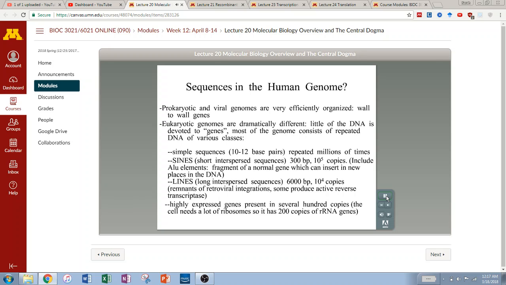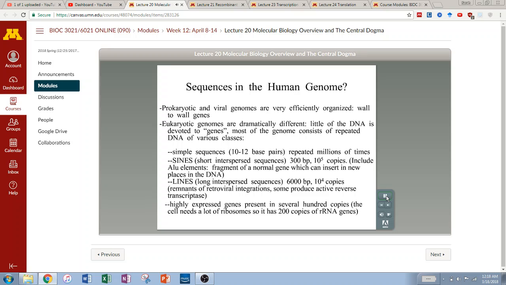Alu elements are 280 base pairs long, do not contain any coding sequences, and can be recognized by the restriction enzyme AluI, hence the name. With about 1,500,000 copies, SINEs make up about 11% of the human genome. The distribution of these elements has been implicated in some genetic diseases and cancers.